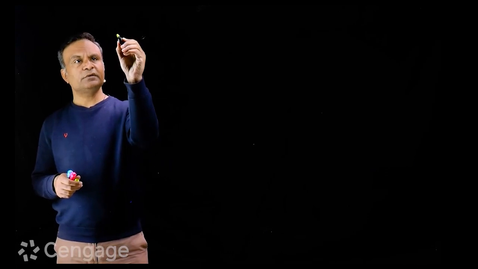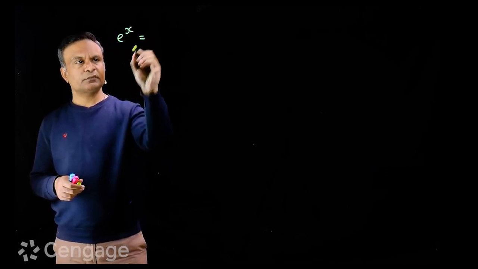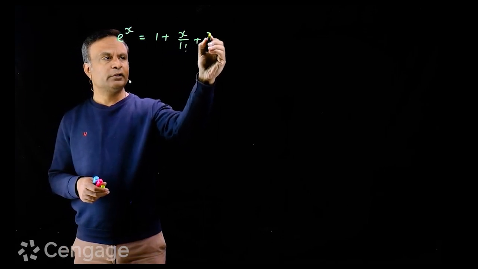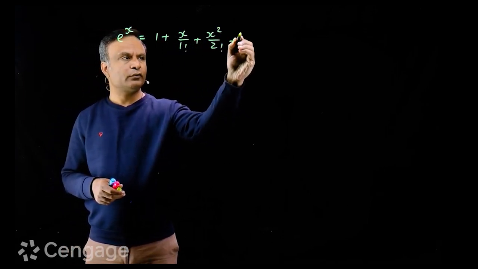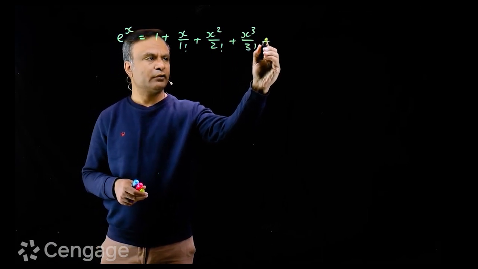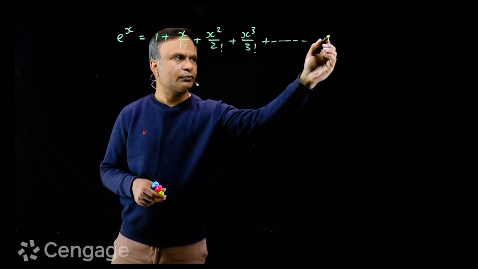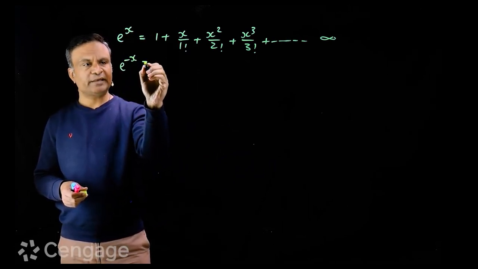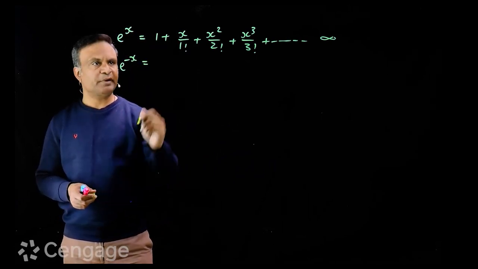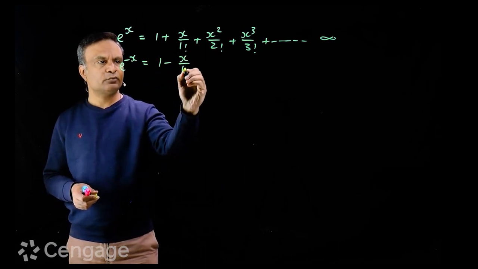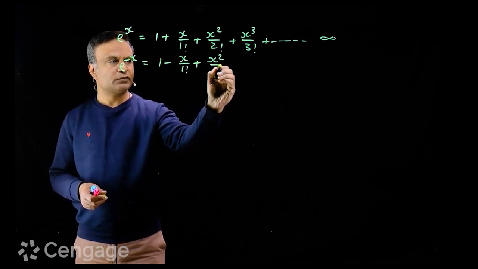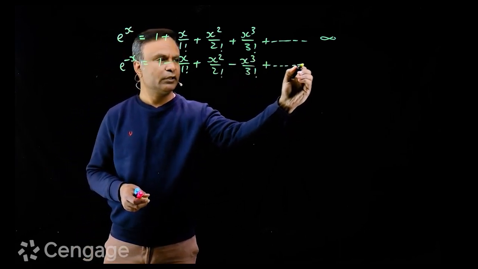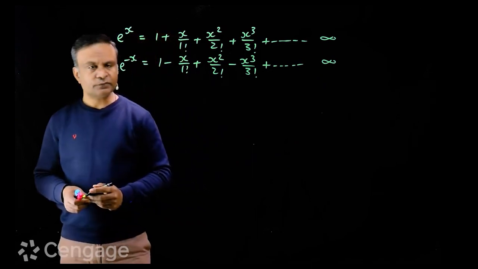We start with function e power x. Expansion formula is 1 plus x upon 1 factorial plus x square upon 2 factorial plus x cube upon 3 factorial onwards. This goes up to infinite terms. Then we have e power minus x. Simply here replace x by minus x. So we have 1 minus x upon 1 factorial plus x square upon 2 factorial minus x cube upon 3 factorial and so on up to infinite terms.